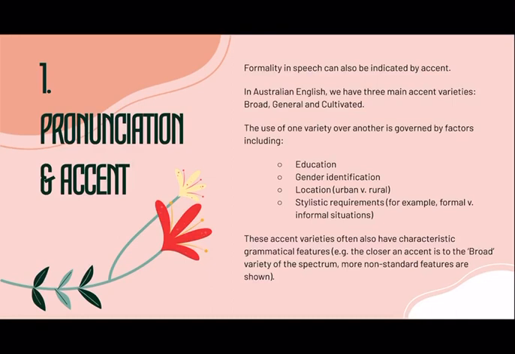These accent varieties also have characteristic grammatical features. So for example, the closer an accent is to the broad variety of the spectrum, the more non-standard features that we see. So if we're talking in a prescriptive way, that means that the more broad and bogan you sound, the less likely you are to use good grammar. Remember that's very prescriptive, so please don't write about it or talk about it in that particular sense, but that gives you an idea of the kind of match up between accent and grammar.